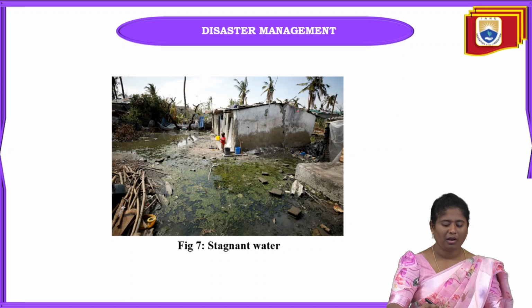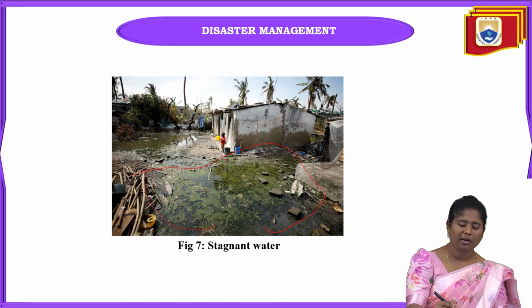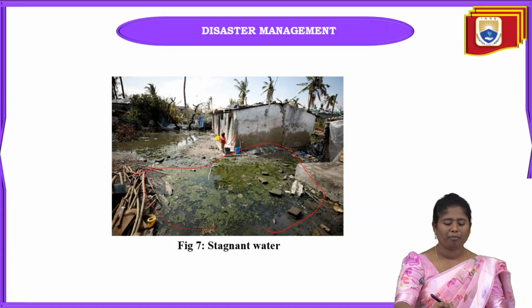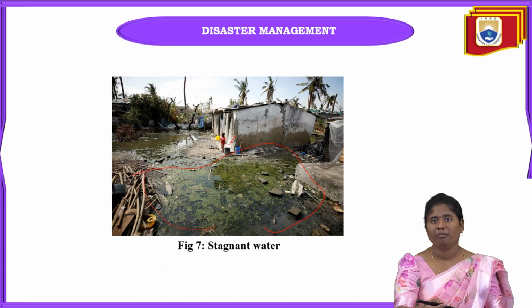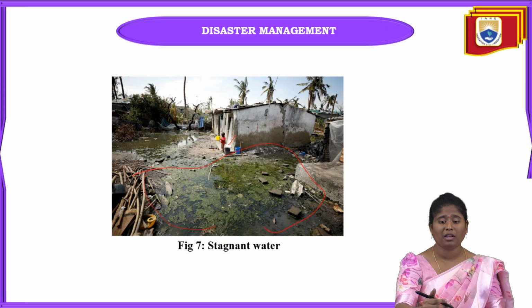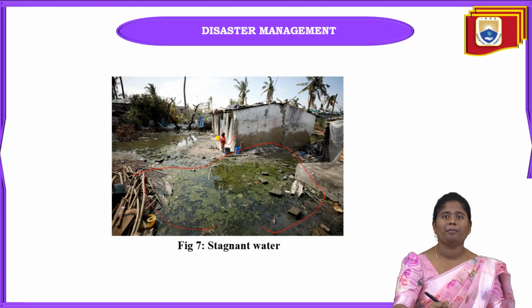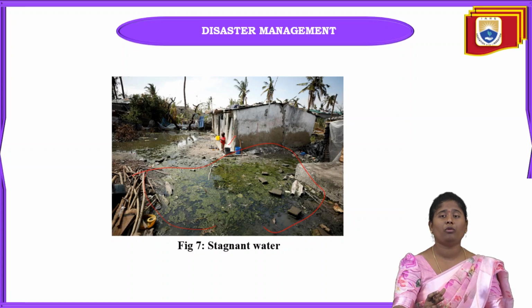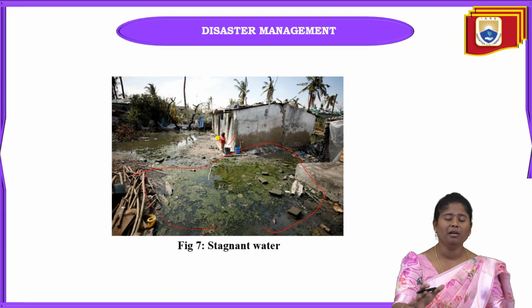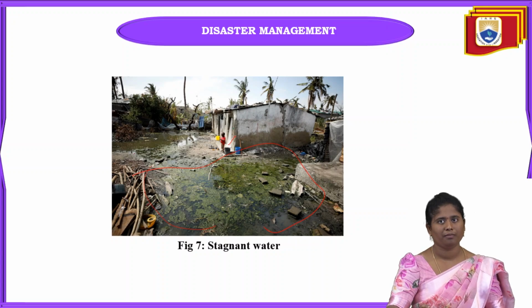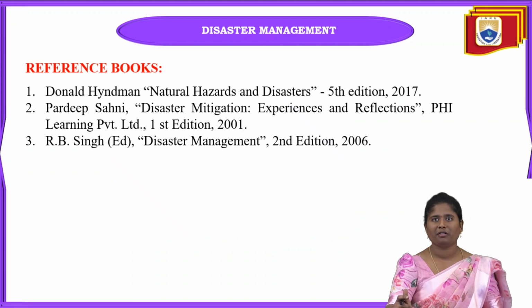Here you can see the contaminated water and how a child is playing in it. Maybe this child will not get any disease, but people have to be very careful when contaminated water is near their houses. Sometimes children don't know whether that water can be drunk or not. We have to educate the people who live near the contaminated water. These are the reference books I have referred to.